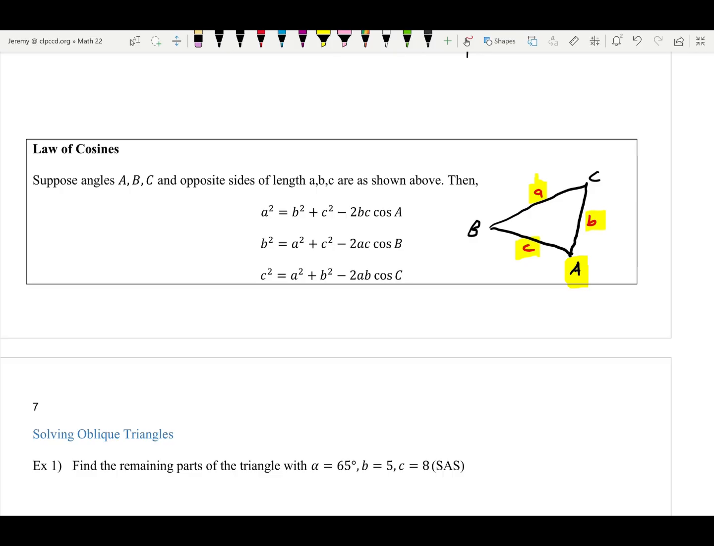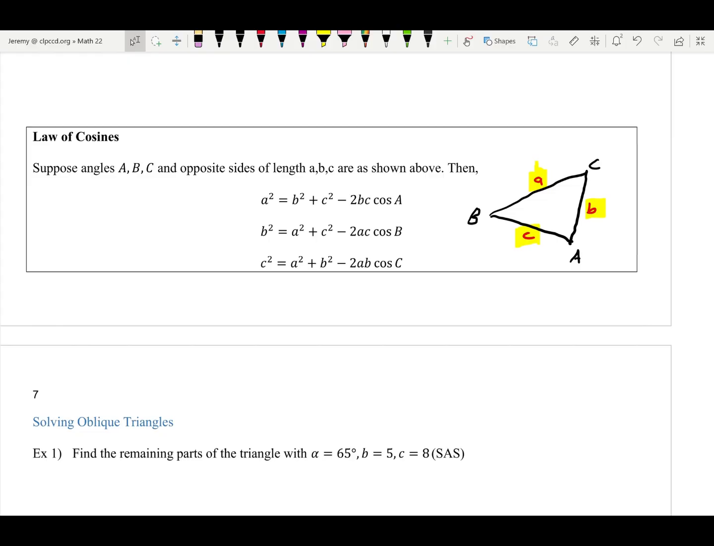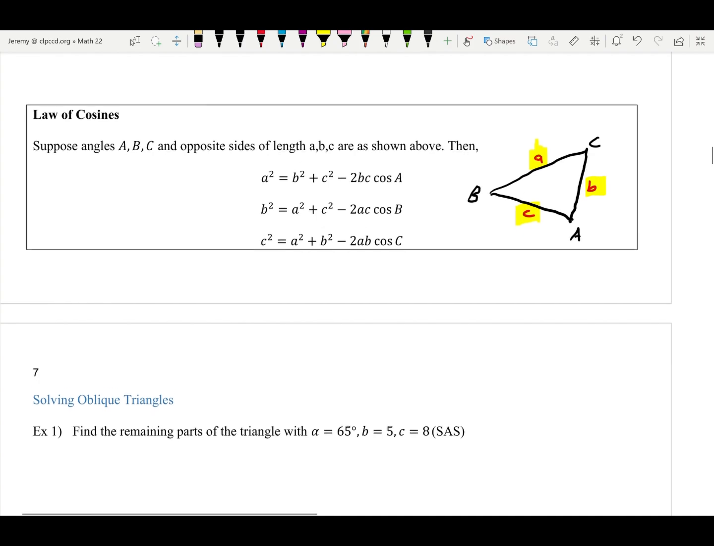Then we have the same formula, and the same thing applies to all three sides. So b squared, now we're focusing on lowercase b, is equal to a squared plus c squared minus 2ac cosine B, where B is this angle that's opposite to lowercase b. And then a third one for c squared. However you memorize these, I'm totally fine with it, but I tend to look at the picture and visually orient myself.